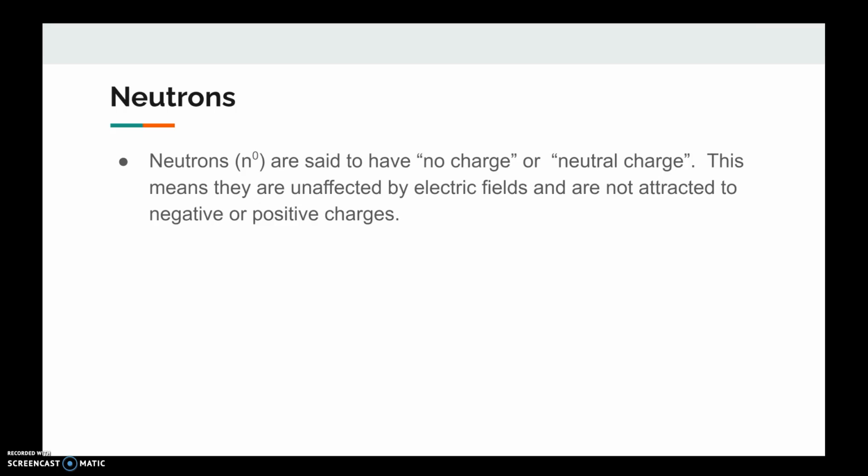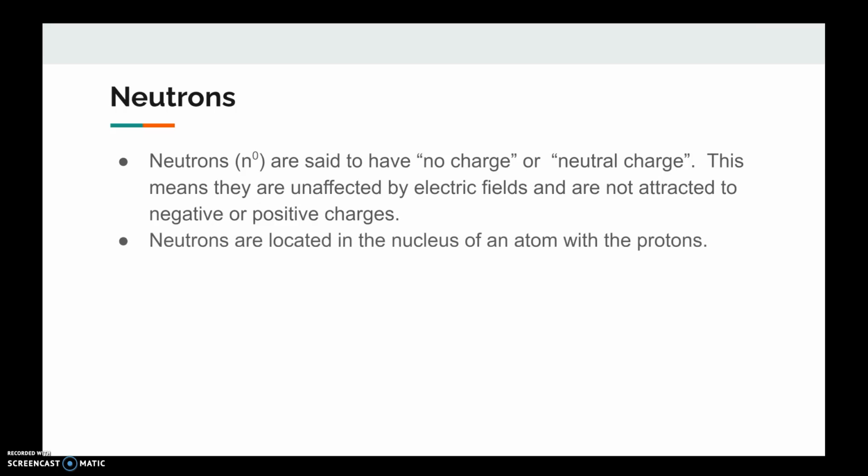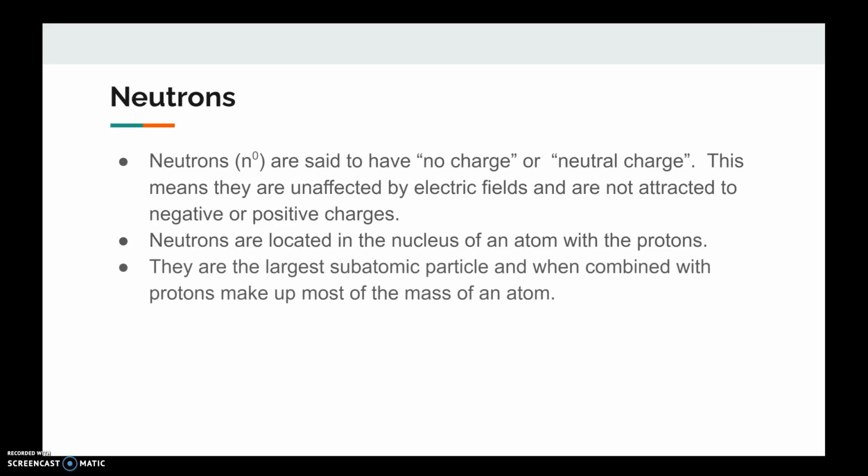Neutrons. These have no charge. They have a neutral charge. This means they're unaffected by how close they are to the protons, and they're unaffected by electric fields. Neutrons are located in the nucleus of an atom with the protons. Neutrons are the largest subatomic particle as compared to protons and electrons. And when combined with protons, they make up most of the mass of the atom.